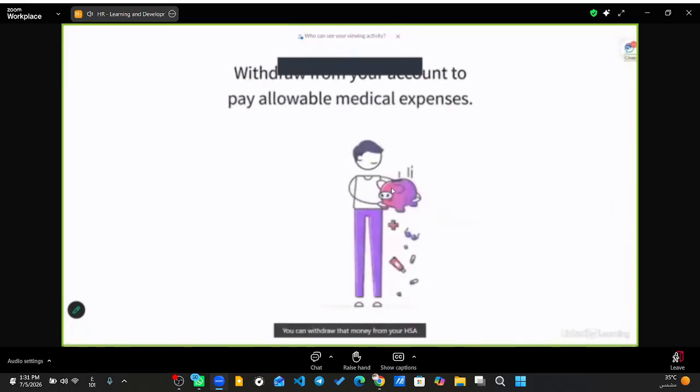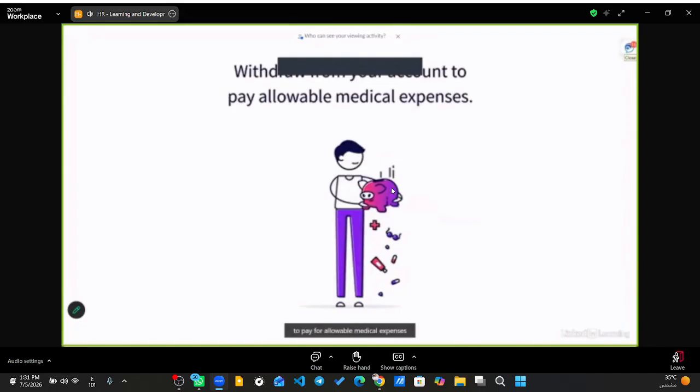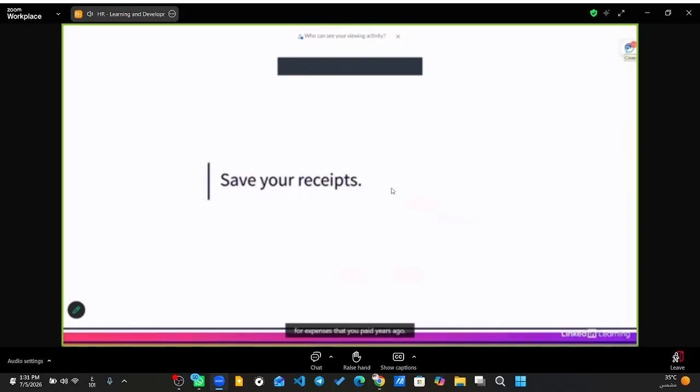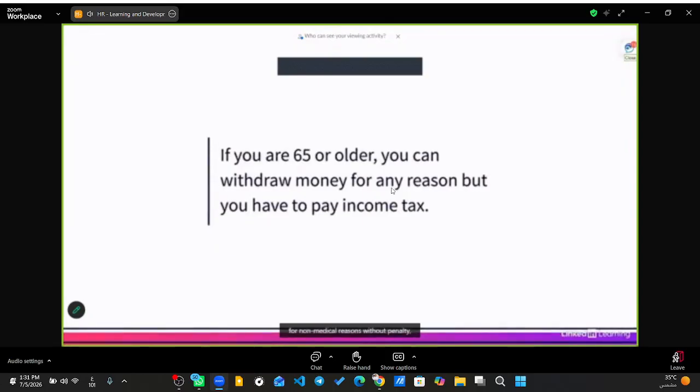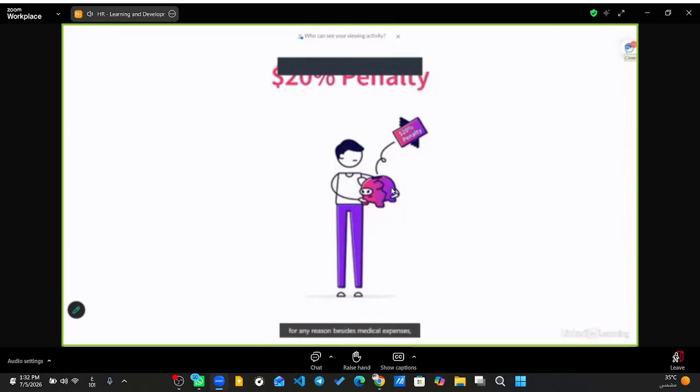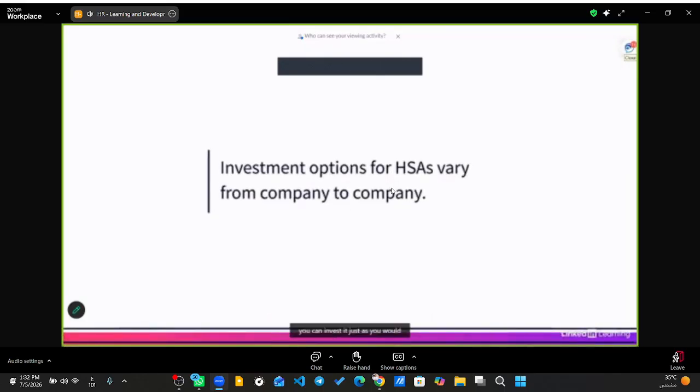You can withdraw that money from your HSA to pay for allowable medical expenses, including co-pays and items like eyeglasses. If you don't spend the money, it rolls over indefinitely. And as long as you save your receipts, you can withdraw money to reimburse yourself for expenses that you paid years ago. If you're 65 or older, you can withdraw money for non-medical reasons without penalty, but you have to pay taxes on money you withdraw in that case. If you withdraw the money before you're 65 for any reason besides medical expenses, you have to pay income taxes and a 20% penalty.